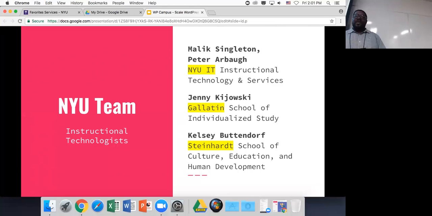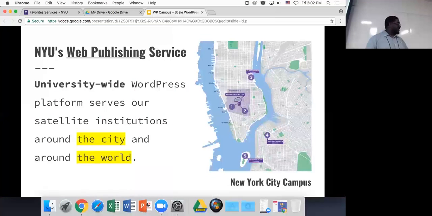So what we do at NYU is we work in IT on our web publishing instance, what we call web publishing. It's our WordPress instance. And we're also going to be letting Jenny and Kelsey address how it has worked for them. They have very specific use cases as to how our system has helped them do what they do in their schools at the university, and it's all based on the things that we were able to do in our efforts at scaling. And they'll be introducing themselves a little further in what they do.